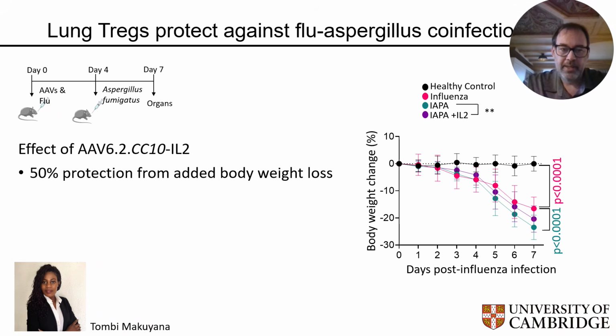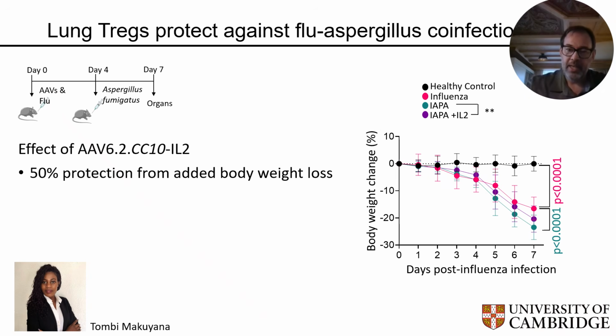So our system here is a mouse model where we can give mice the flu, and then on day 4 of the flu infection, we give them the Aspergillus fungus, and we have our primary takedown on day 7. Now here we've got some mice that have just got the co-infection, this is IAPA, the influenza-associated pulmonary aspergillosis, or they have IAPA plus IL-2, where they've got extra regulatory T cells in the lung.